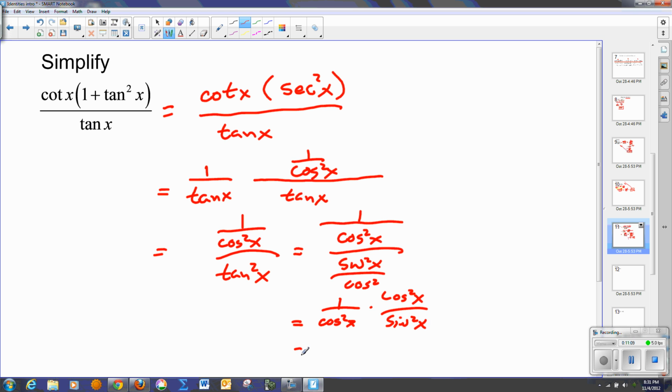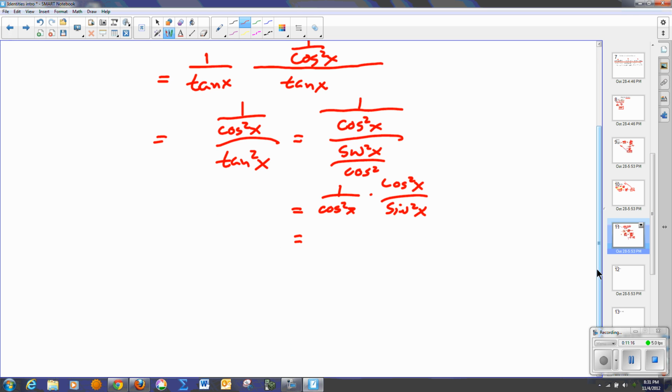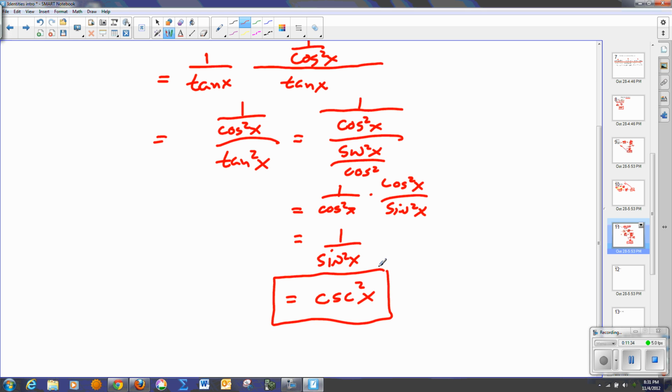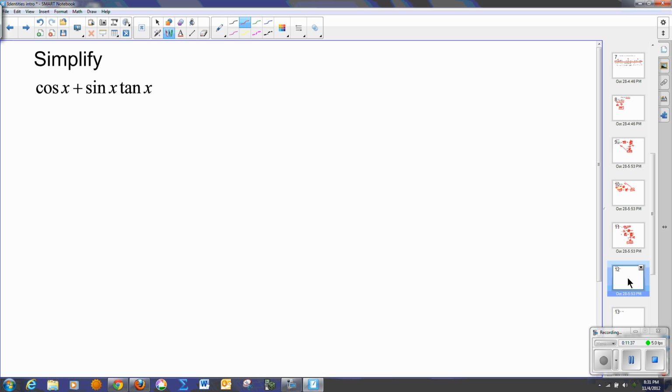You'll notice in this case that the cosine squareds are just going to reduce. If the cosine squareds reduce, that leaves me with 1 over the sine squared. Since I have 1 over sine squared, that's a reciprocal to cosecant squared of x. And that is my simplified term. Let's move on to the next example.